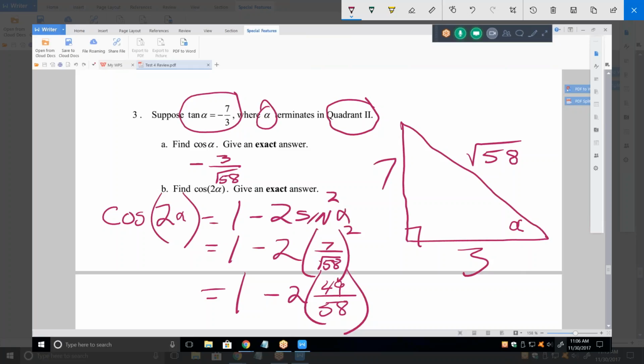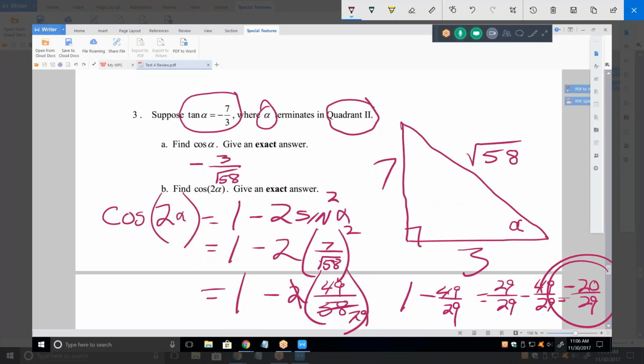Now, let's see, what's the best way to simplify that? And certainly cancel that and make that 29. So now I've got 1 minus 49 over 29, which means 29 over 29 minus 49 over 29 gives me negative 20 over 29. So that should be my answer with the proper plus or minus sign. Minus 20 over 29.